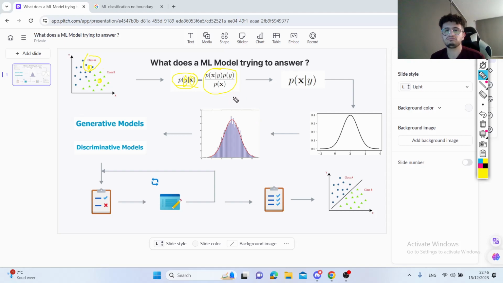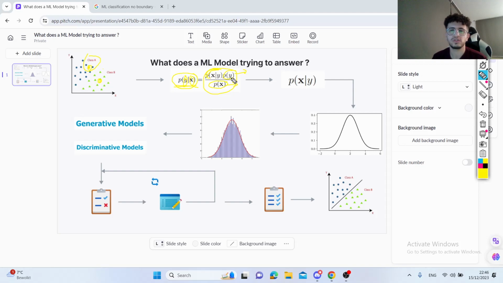To answer this question, which is the posterior probability, we would like to know these. This is just Bayes' rule, or Bayes' theorem. And for us to answer this question, we have to know these. This is the prior probability. This is the unconditional probability. And this is the conditional probability.